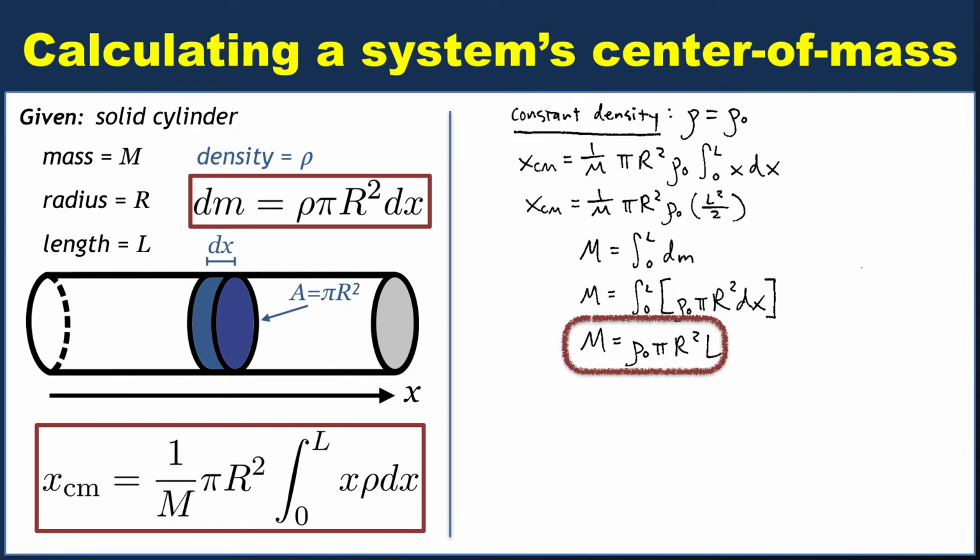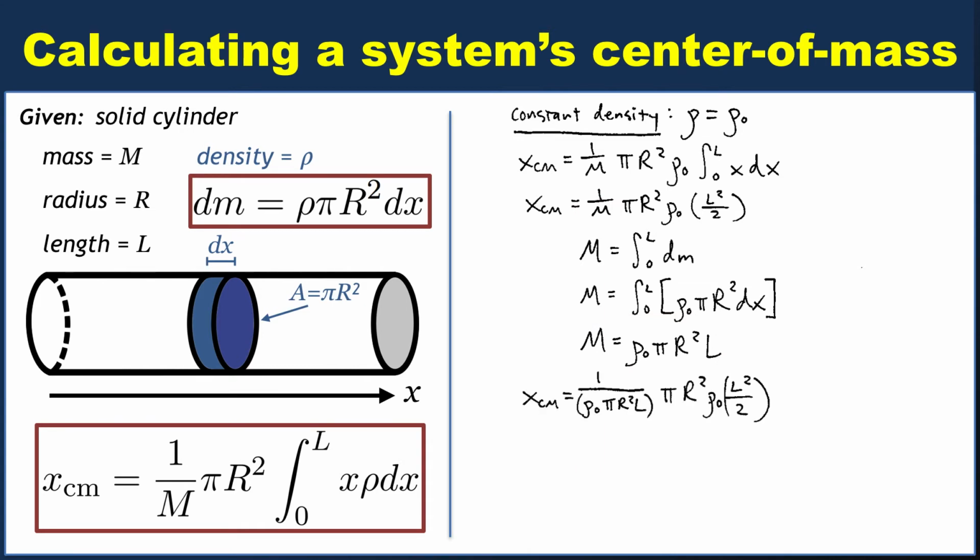Now we can substitute this in where we have 1 over m over here, and so that'll become xcm equals, complicated mess, it's 1 over ρ0 pi r squared L times pi r squared ρ0 times the quantity L squared over 2. Well, a lot of these things are going to cancel, right? ρ0 pi r squared will cancel, 1 power of L cancels, so that means that it reduces to xcm equals L over 2. And of course it does.